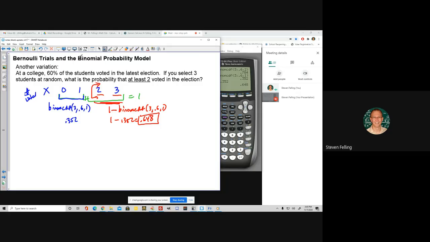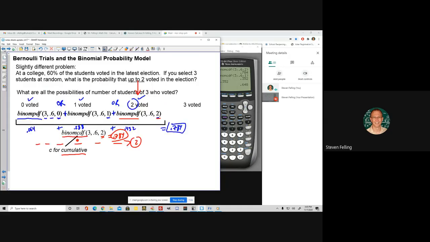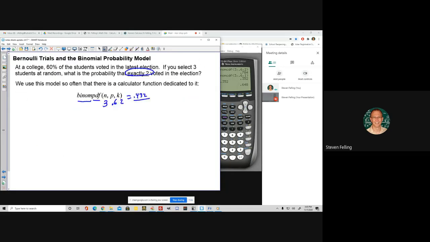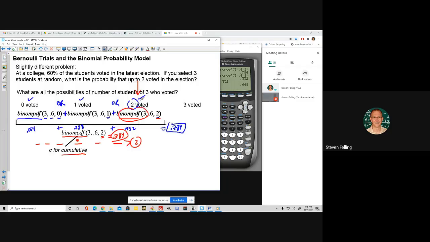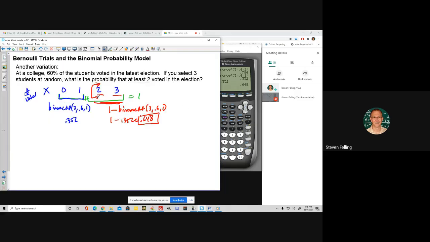All right, Bernoulli trials, binomial model, C for cumulative total. And basically the way I remember it is, if you're trying to find the probability of exactly 1 case, like this, then you use the P version. If you want the cumulative total to the left of a boundary, you use the C version. And if you want the cumulative total on the right side of some boundary, you take 1 minus the cumulative total of the left side of the boundary. Okay.